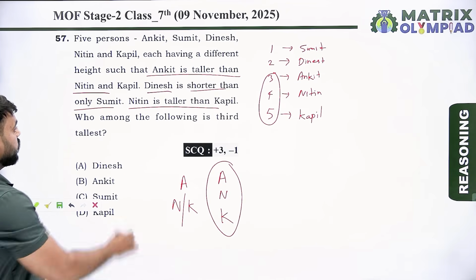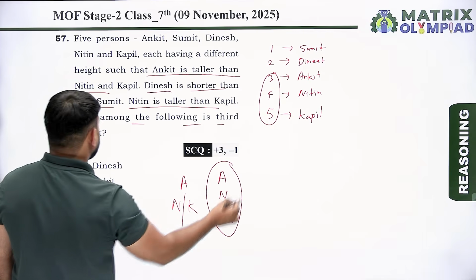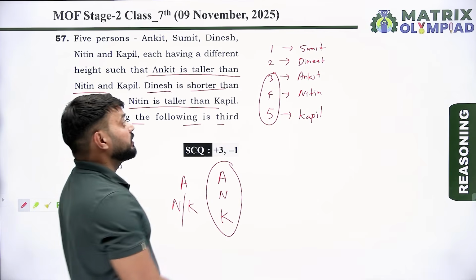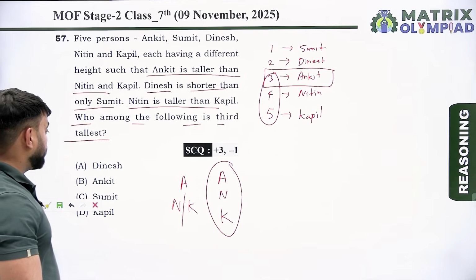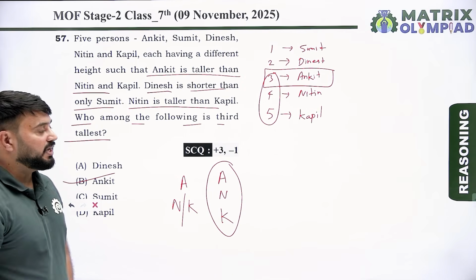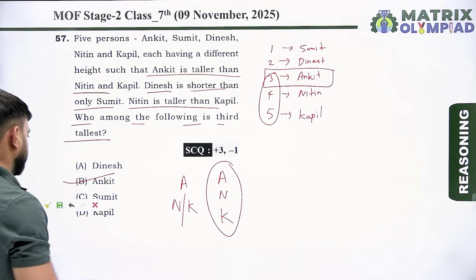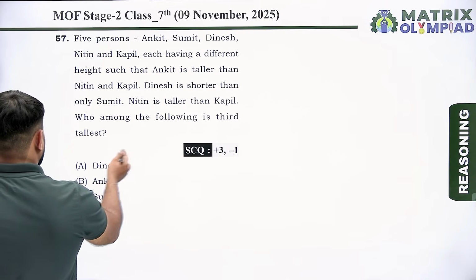So now the question is, who among the following is third tallest? So third tallest is Ankit among them. So here option B is the correct answer of this question. Let's move on to the next question.